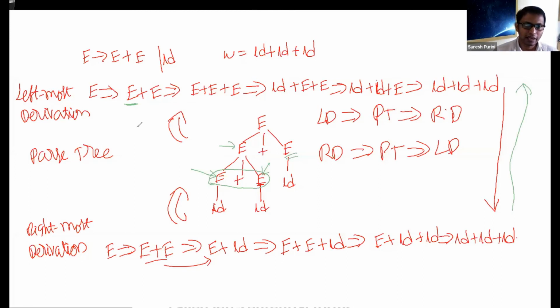From the parse tree, you can construct a leftmost derivation, and from the parse tree you can construct a rightmost derivation. No matter where you start, you will end up having the same leftmost derivation, parse tree, and rightmost derivation. So this is an important observation here.